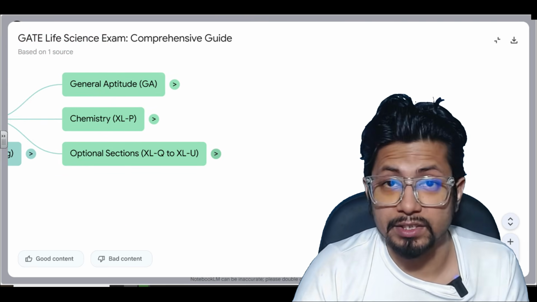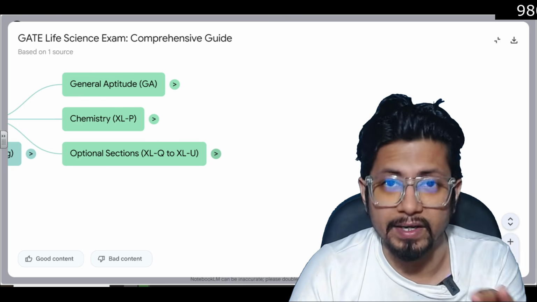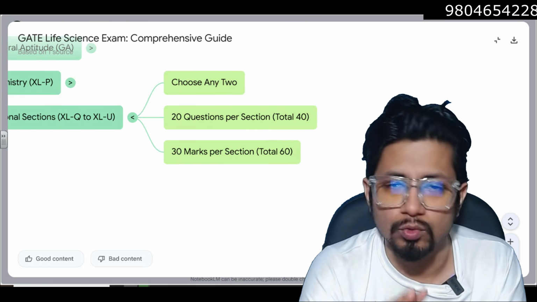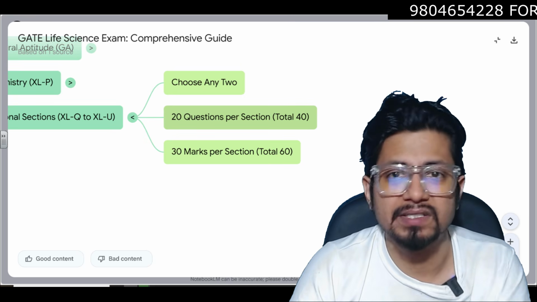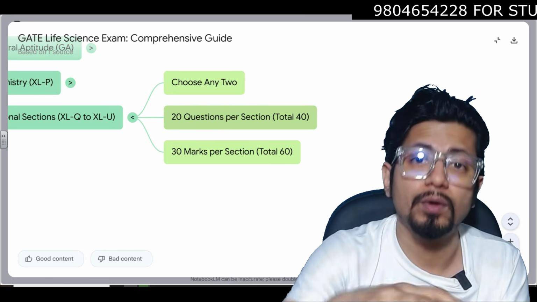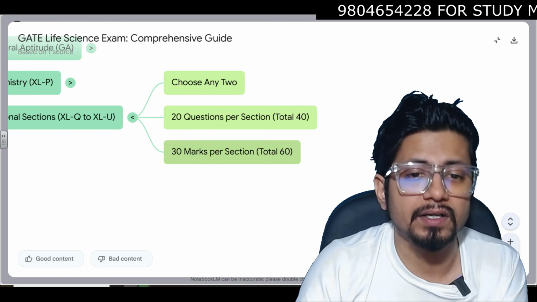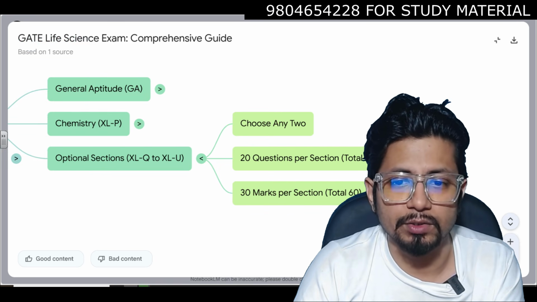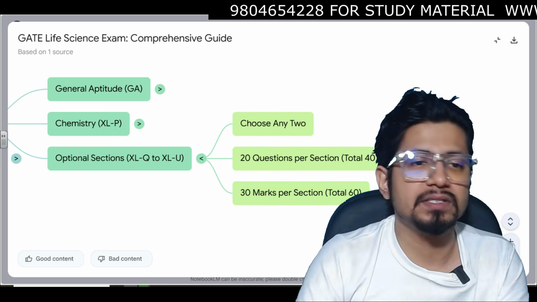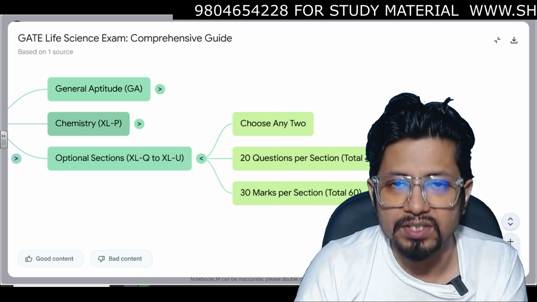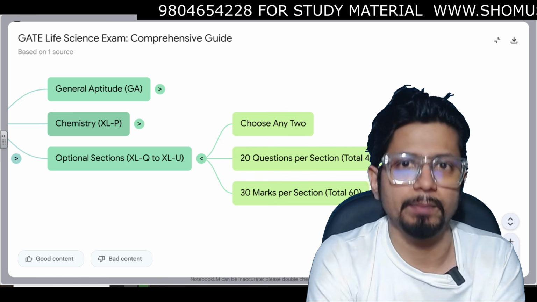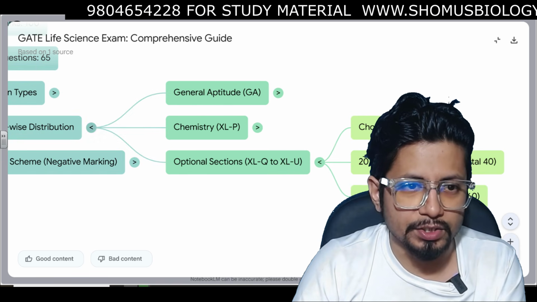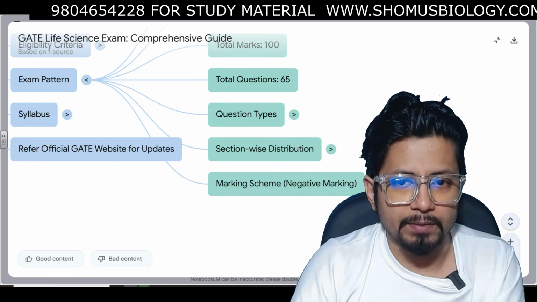Then comes the optional section, your subject of choice, which you can select even before filling up the form. Here you can choose any two subjects and 20 questions per section. So in total you will get 40 questions from your domain of interest, 30 marks per section, that means 60 marks. From the compulsory sections, general aptitude 15 marks and chemistry 25 marks, total 40 marks. So altogether it's a 100 marks question paper. Okay, 100 marks question paper.